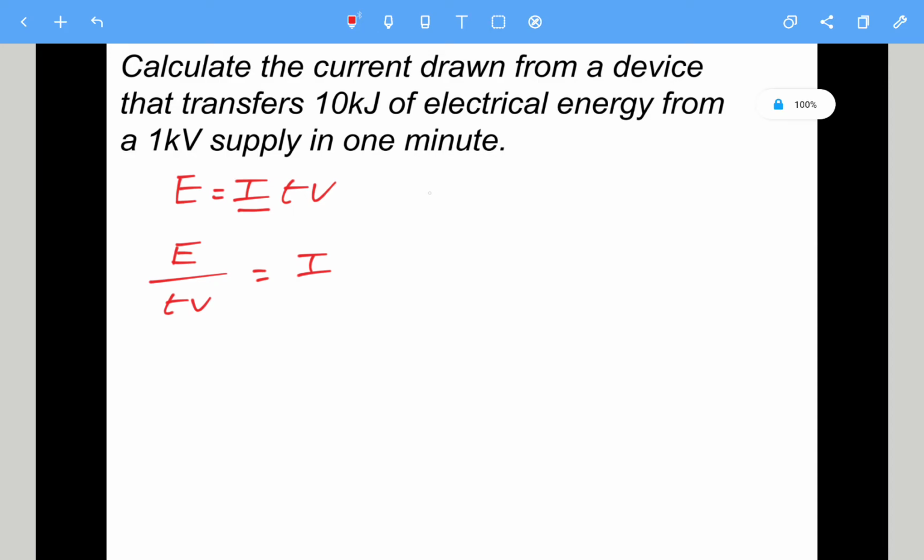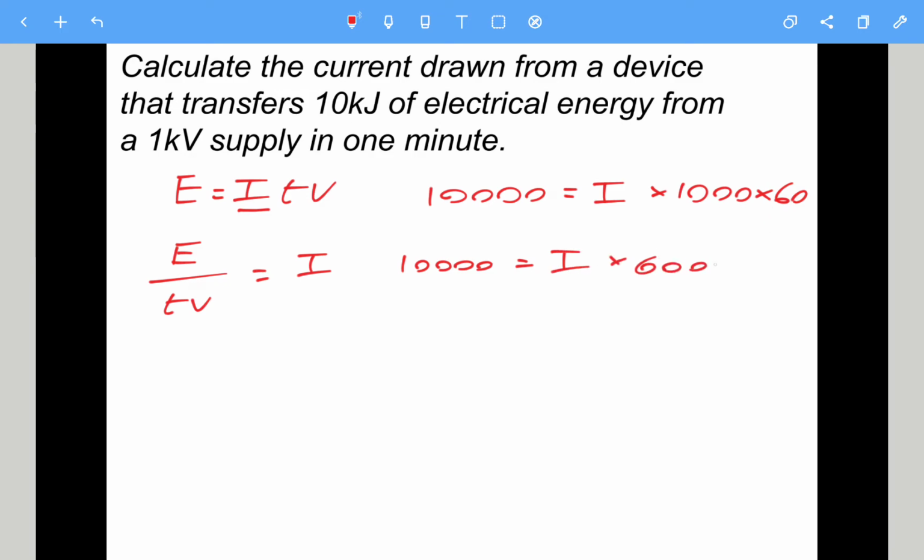We'll do that now. So energy is 10 kilojoules, so 10,000 joules, equals the current, which we're looking for, I, and then we've got T times V. So we can actually multiply those two together. So the voltage is 1 kilovolt, which is 1,000, multiplied by 1 minute, which is 60 seconds. So essentially we've got 10,000 equals the current times, and 1,000 times 60 is 60,000.